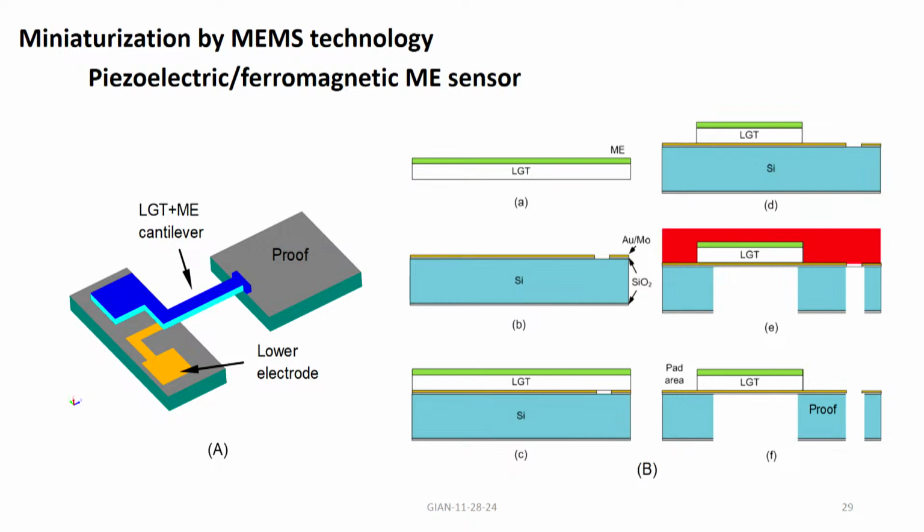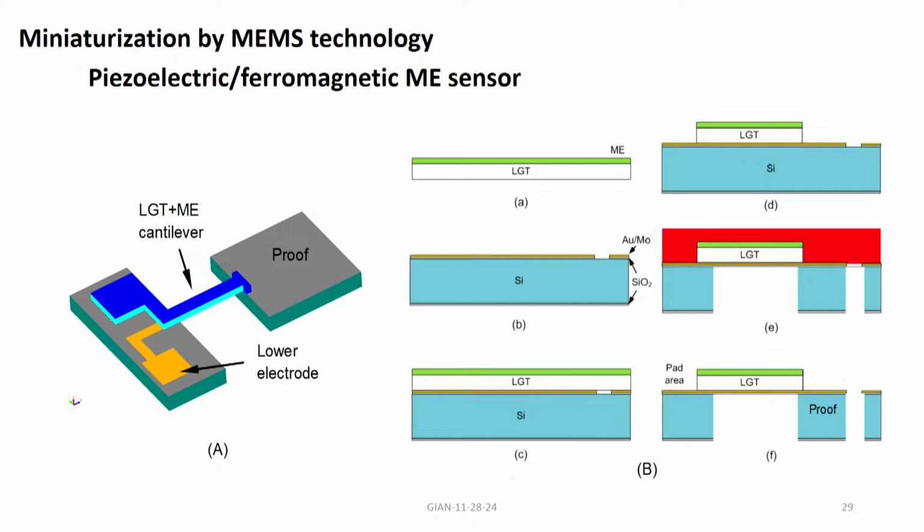Then how do you miniaturize them? I have a collaborator in electrical engineering. He came up with a process. It's more like traditional MEMS processing, and you go through a series of steps. The tip mass here is the one at the end of the cantilever. That's the proof mass. There are electrodes below and above the composite. The composite is made of lanthanum gallium tantalate, LGT, and also an ME element which can be aluminum nitride or quartz.